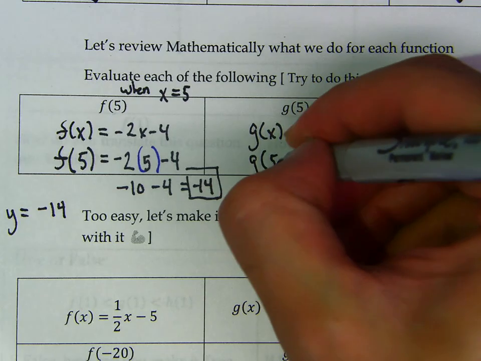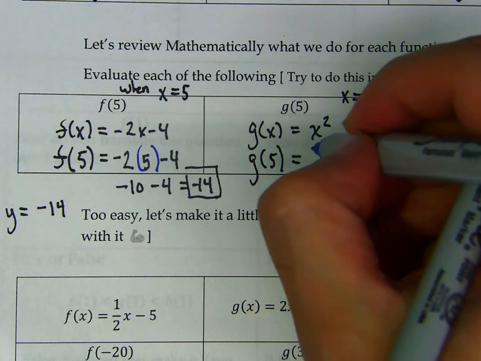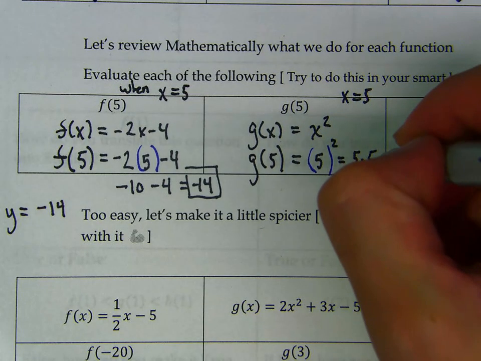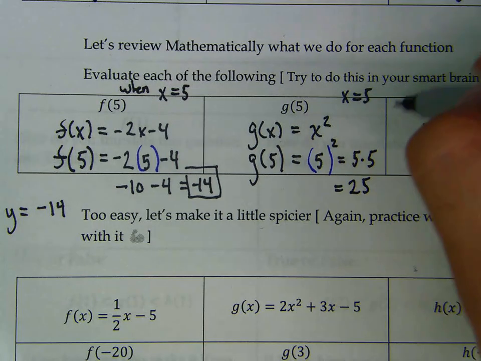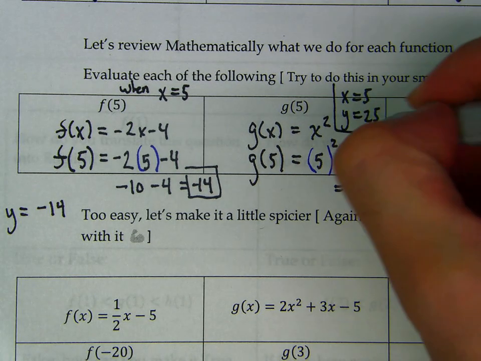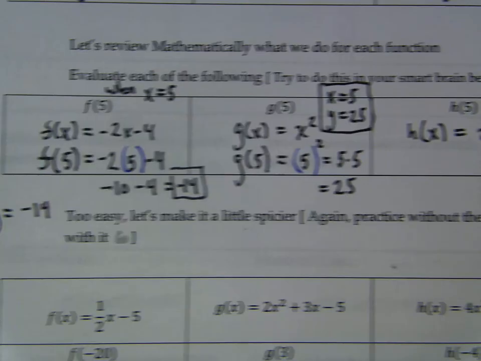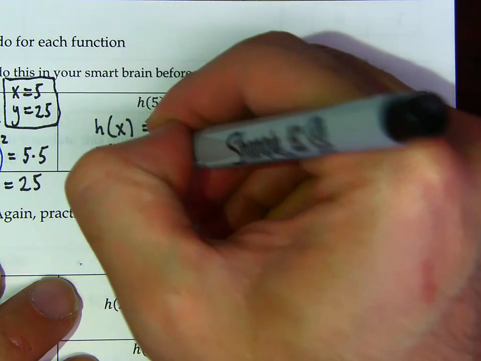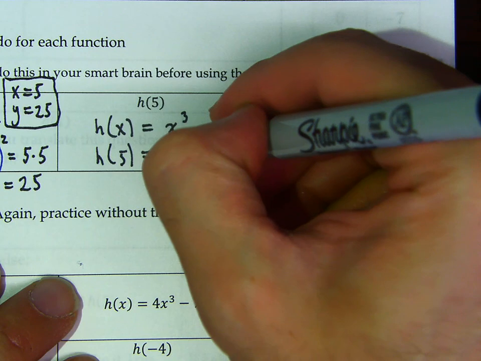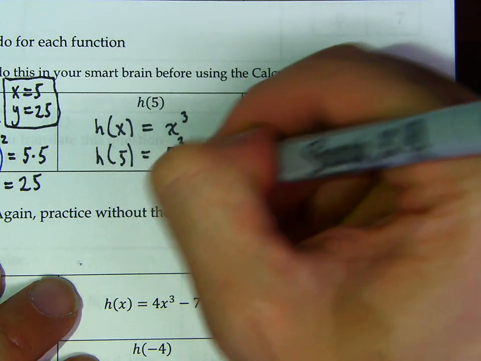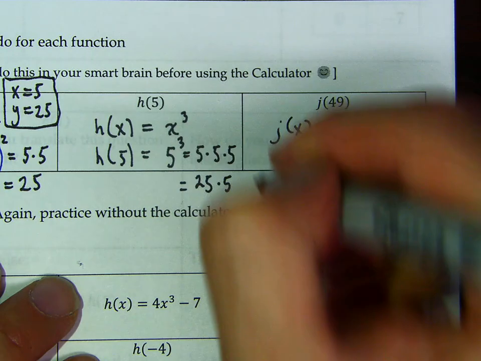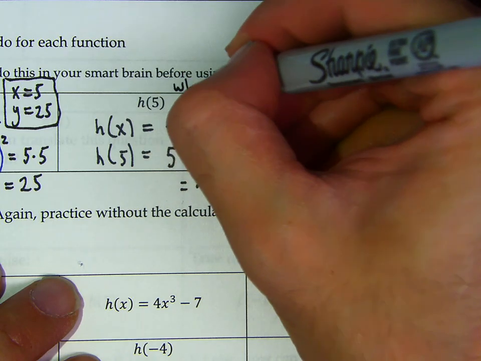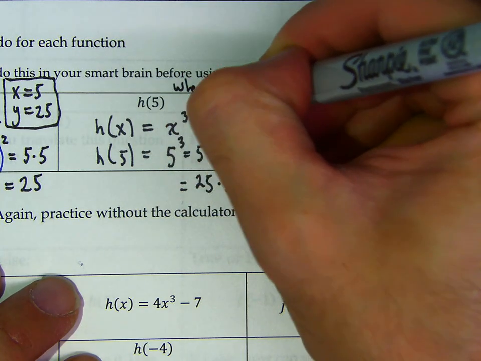What is g of 5 here? This is just 5 squared, which is 5 times 5, which is 25. So when x equals 5, y equals 25. What about for the next one? h of 5. Well, what happens here? This is 5 to the 3, which is equal to 5 times 5 times 5. What's 5 times 5? That's 25. What's 25 times 5? That is 125, right? So when x equals 5, y equals 125.